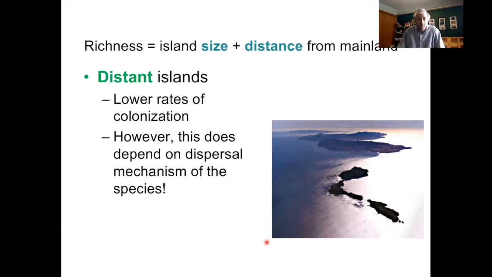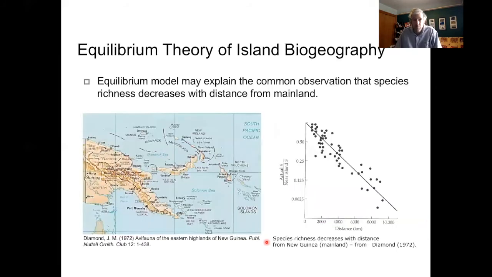However, it was very quickly demonstrated in different systems. So for example, this equilibrium model may explain the common observation that species richness decreases with distance from the mainland. This map and this figure are both taken from a paper by Jared Diamond in 1972. Remember, the theory of island biogeography was developed in 1967. So 5 years later, this very elegant example of it happening in real life was shown.